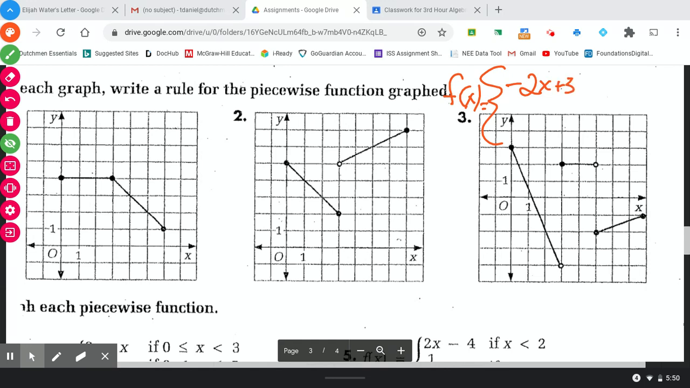So plus 3, but it only lives between 0 and 1, 2, 3 again. Oh, they like those 3s. So x is greater than or equal to 0, but less than 3, because notice the open circle there. Okay, this one is just a straight line going across horizontal, so it's just going to be where it crosses the y-axis, which is 2. So it's a positive 2, and it occurs between 3 and 4, 5. So x is greater than or equal to a positive 3, but less than a positive 5, because that's an open circle.